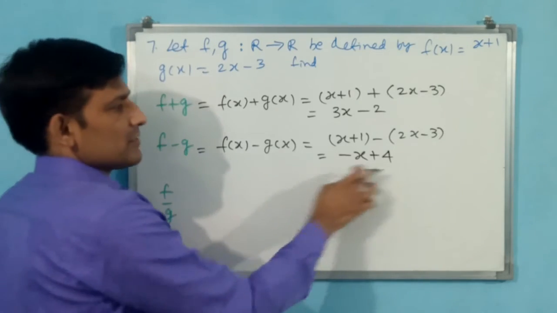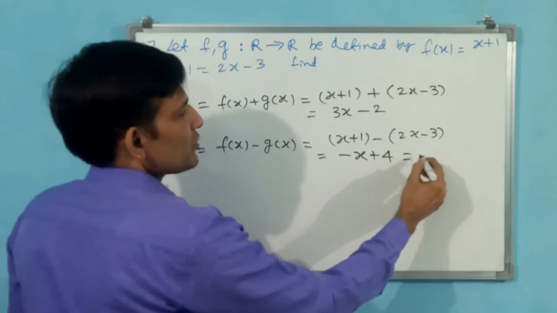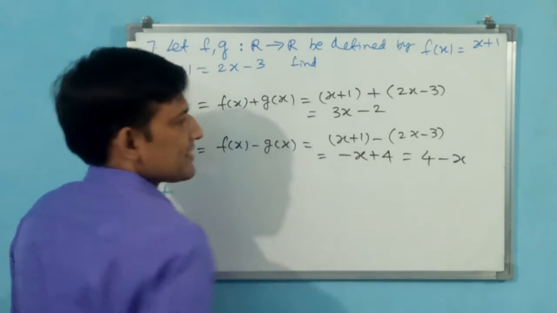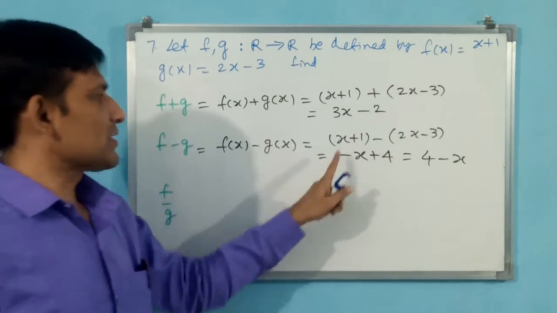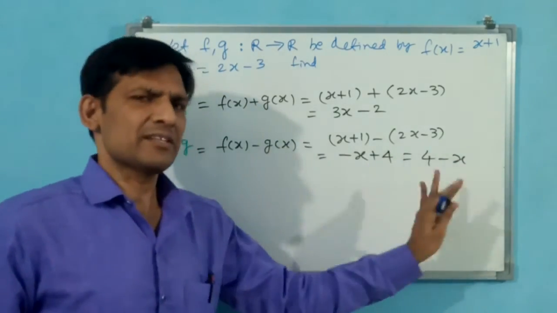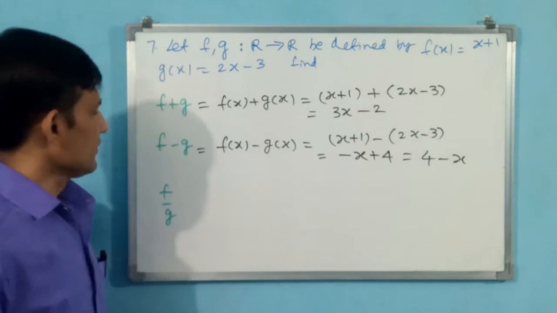When such type of expression is coming, then you change it to 4 minus x. Why? Because positive you write first, negative you write after. This is the correct procedure. 4 minus x.